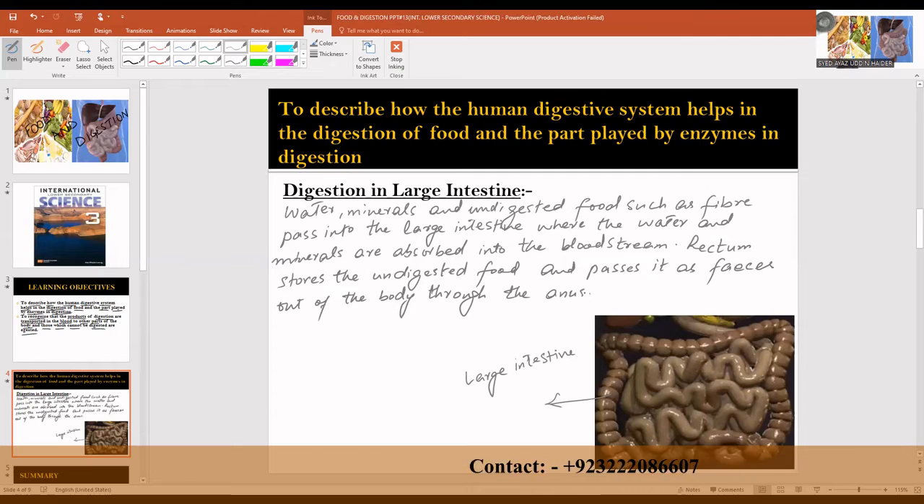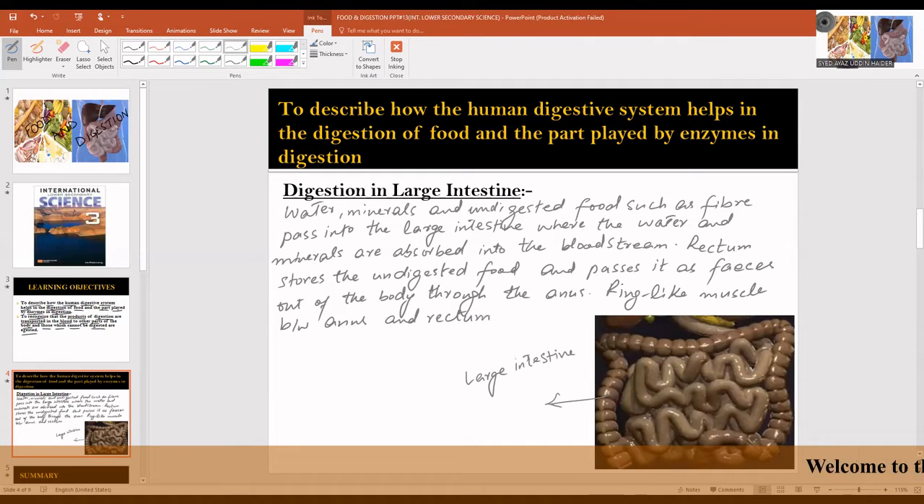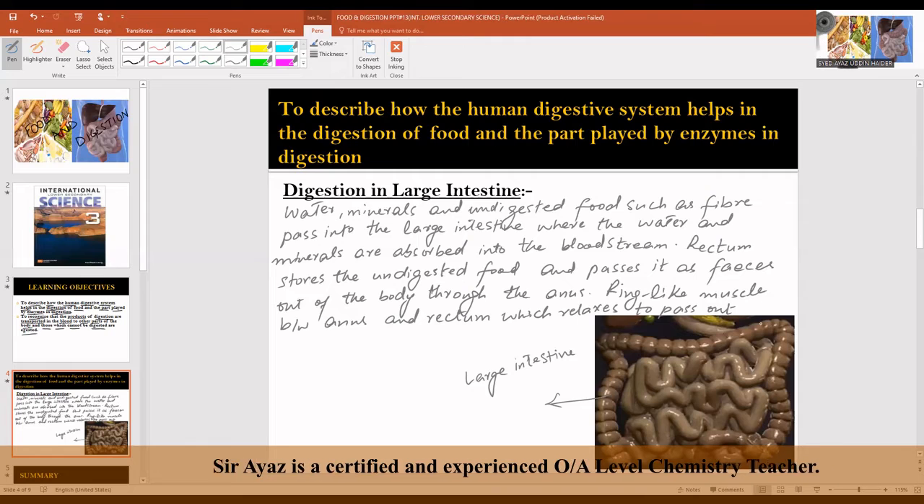It's a ring-like muscle between the anus and rectum, which relaxes to pass out the stored feces.